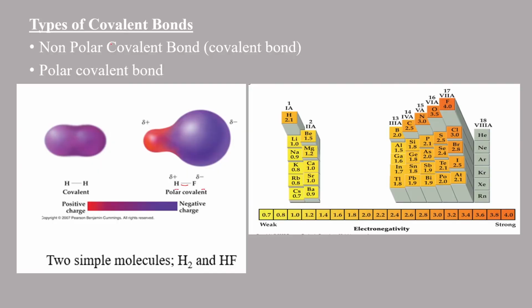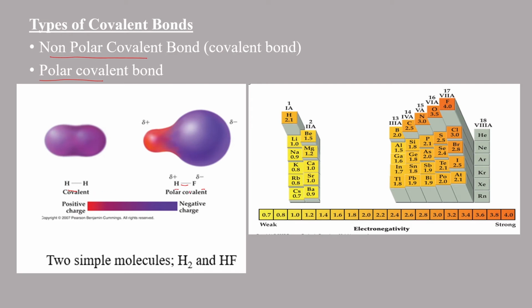Let's look at the types of covalent bonds. We have 2 types of covalent bonds, nonpolar covalent bond and polar covalent bond. If you look at the examples here, I have a hydrogen molecule and a hydrogen fluoride molecule. The biggest difference in these molecules, beside their elemental composition, is in their bonding. As a hydrogen molecule has only one type of element, that element has the same electronegativity. So due to the same electronegativity, the sharing of electrons is equal.